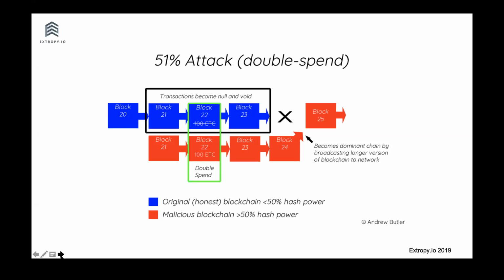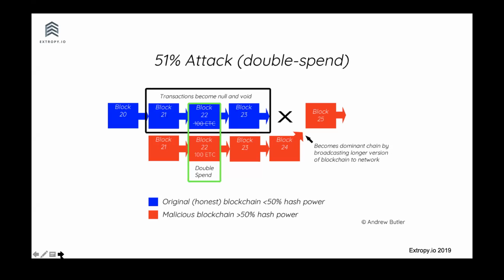And then while this has been happening, the malicious person has come in and after block 20, they started mining their own blocks, but they haven't submitted these to the network. They've kept them to themselves. But they've done effectively, in block 22, a double spend.